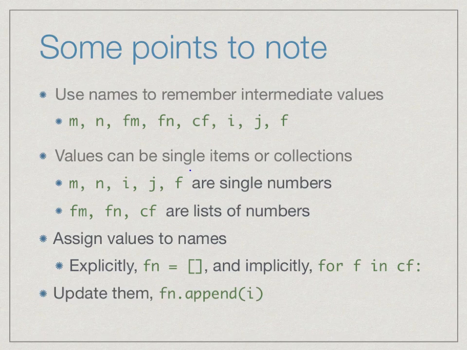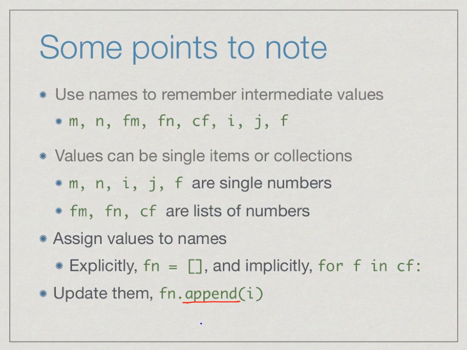And having assigned a value, we can then modify the value. For instance, every time we find a new factor of n, we don't want to throw away the old factor. We want to take the existing list fn and we want to add to it. So this function append, for instance, modifies the value of the name fn to a new value, which takes the old value and sticks an i at the end of it.